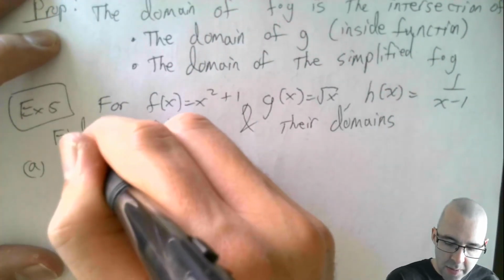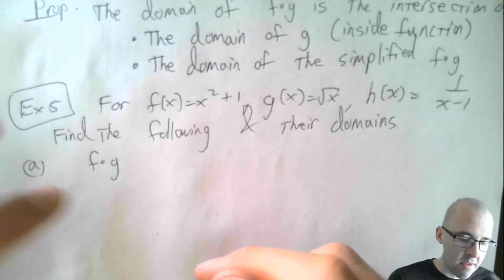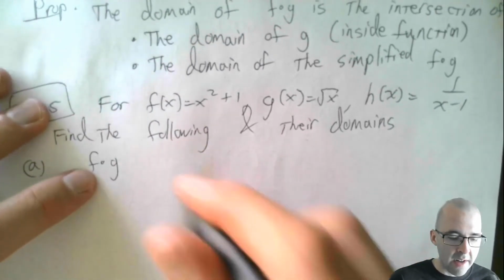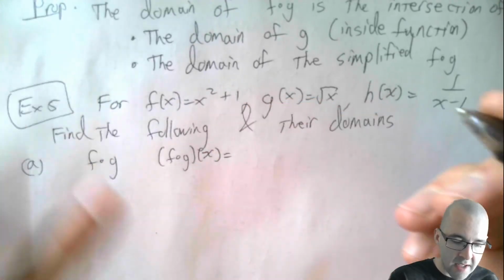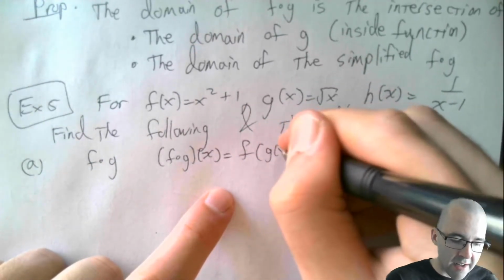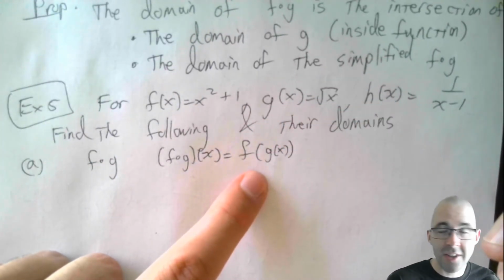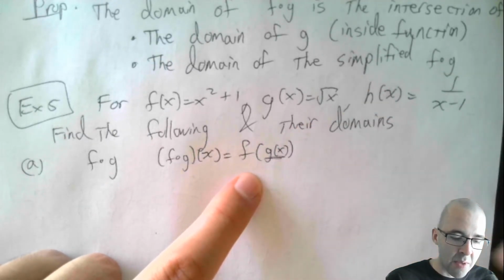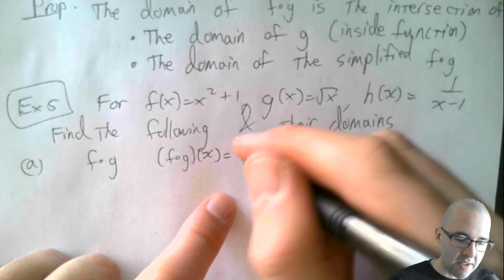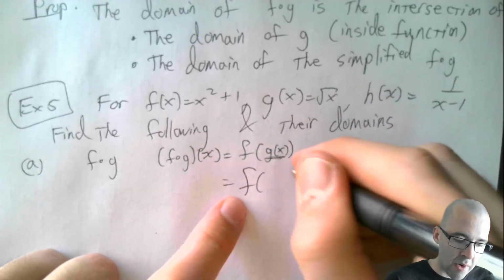Part A is going to be f of g, f composed with g. All right, so you say, okay, well, f of g of x is equal to f of g of x. That's just the definition of function composition. Okay, and now we need to say, what is that inside function? Well, the inside function is the square root of x.